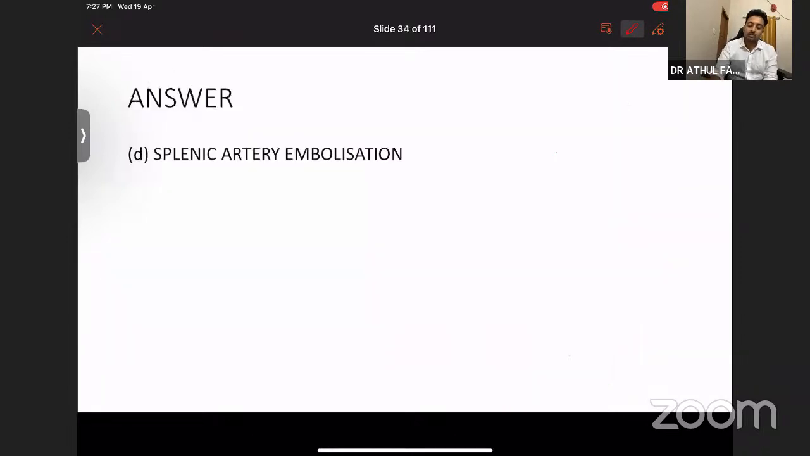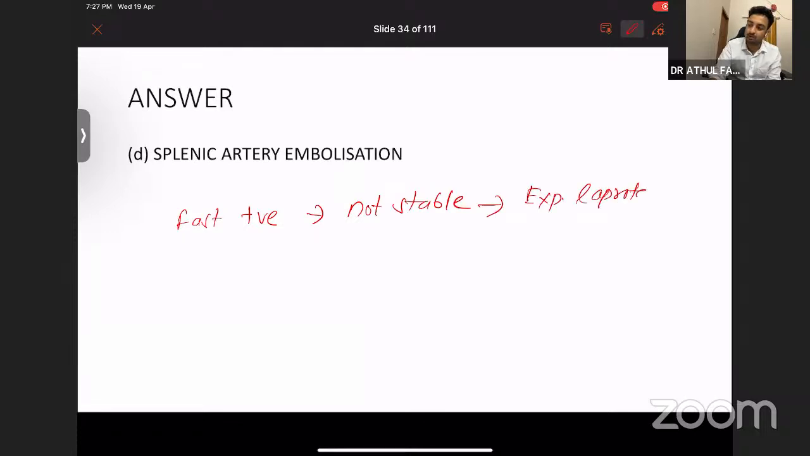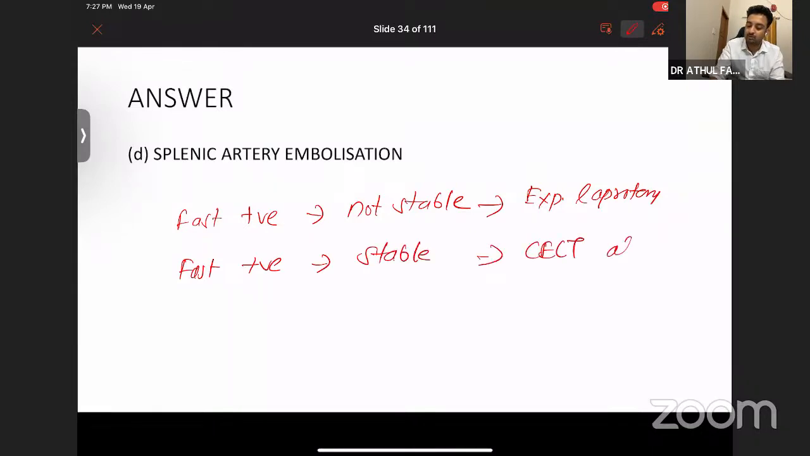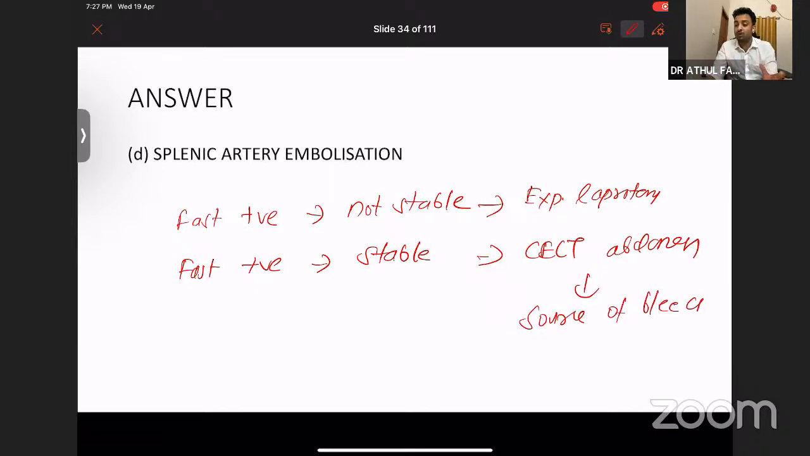And remember, if the patient is FAST positive and if the patient is not stable, you can't wait for CT. You have to do exploratory laparotomy and you have to find the source of the bleed. Okay. That is how you should manage a patient with FAST. So if the patient is FAST positive and stable, you have to do a CECT abdomen, contrast abdomen. You should understand that. You have to find from where the bleed is coming. What is the grade of injury?